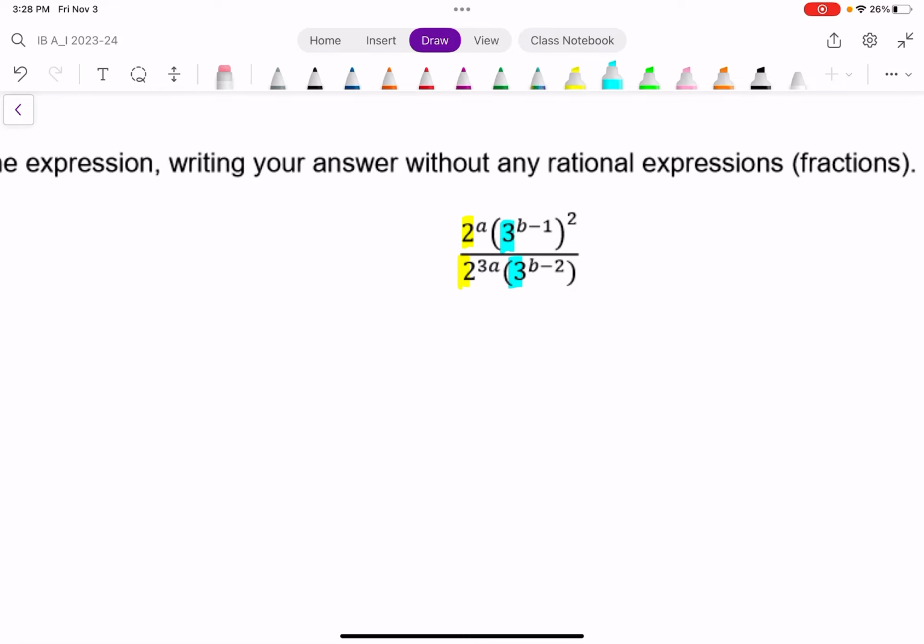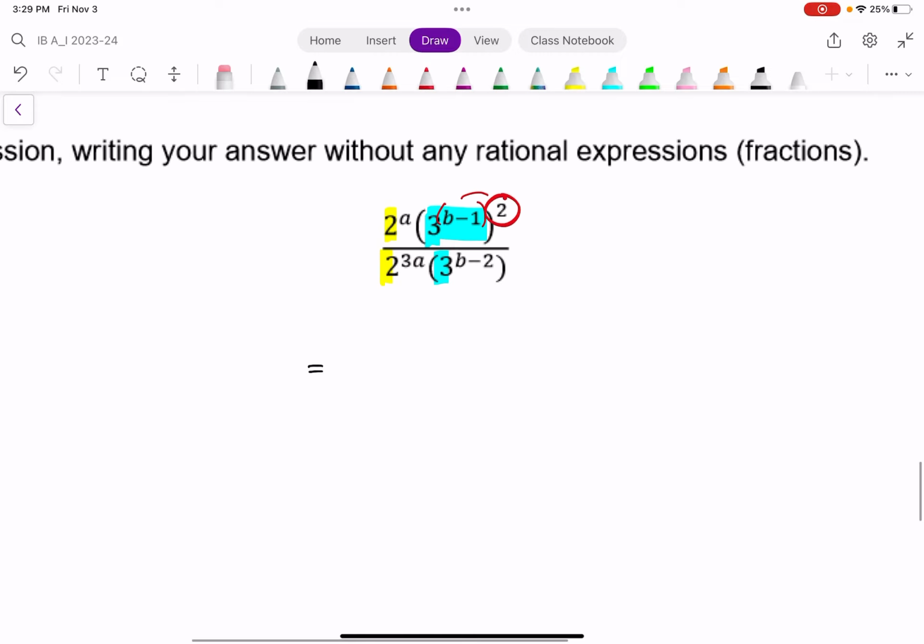But before I get to that, I have 3 to the power of b minus 1, and it's all squared. And so what do we do here? Well, I have a power raised to another power. And as we've seen many times already, when you have a power raised to another power, you can just multiply them together. And so this expression I can write as 2 to the power of a times 3 to the power of 2b minus 2, b minus 1 times 2. And then I have my denominator, I'll just leave as is, 2 to the 3a times 3 to the b minus 2.